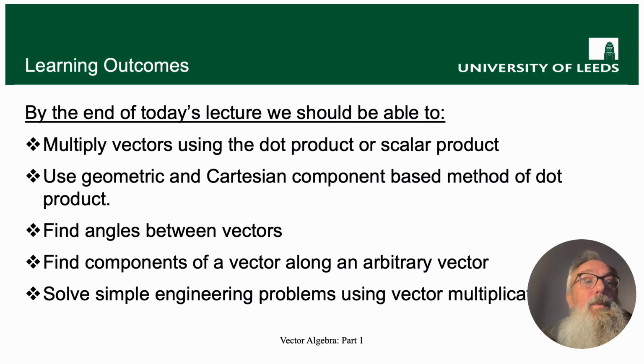So the learning outcomes for today: we're going to be able to multiply vectors using the dot product, also called the scalar product, use geometric and Cartesian components of the dot product, find angles between vectors, find components of a vector along another vector, and solve some simple engineering problems.